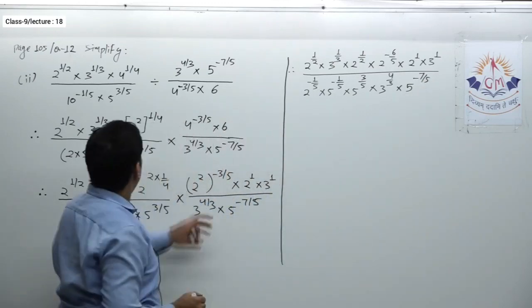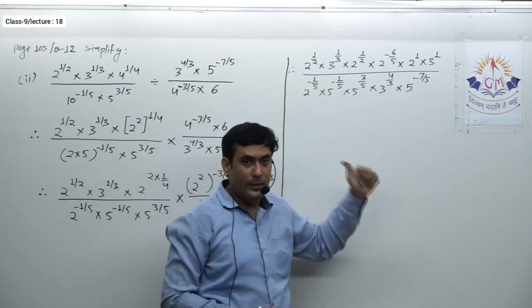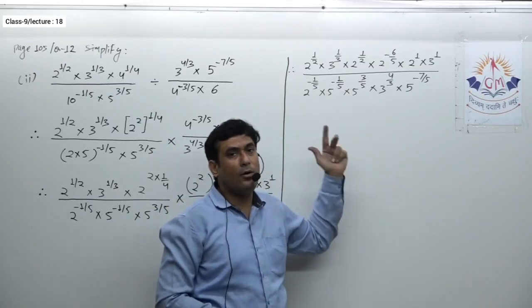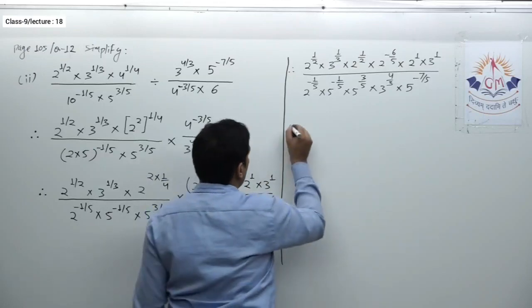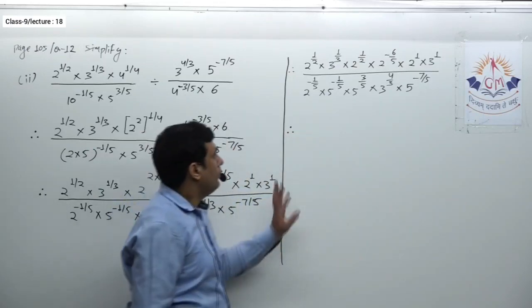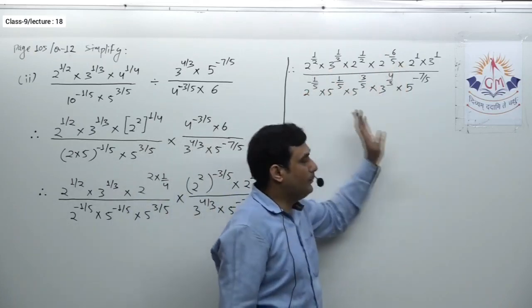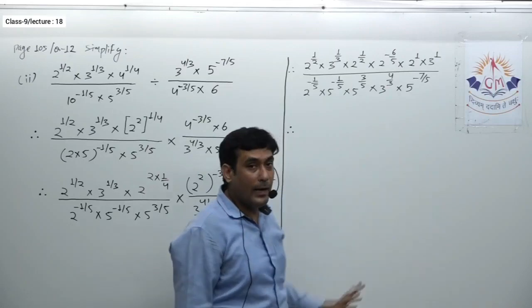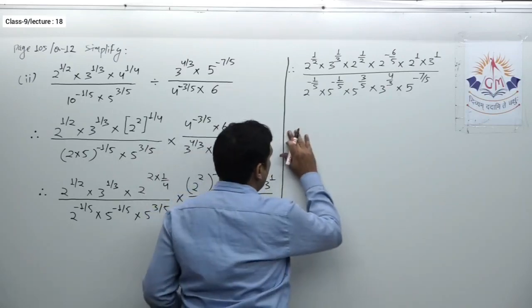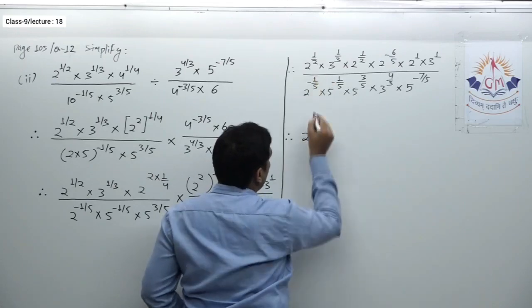Okay, so now over here all the terms have either base 2 or base 3 or base 5. So now I'll apply the power law, now I'll apply the product law. So two things can be done: first I simplify the numerator, then I simplify the denominator, or I can do it this way, that I take the powers of 2 first. So 2 raised to 1 by 2.